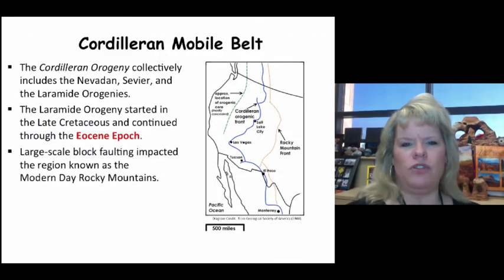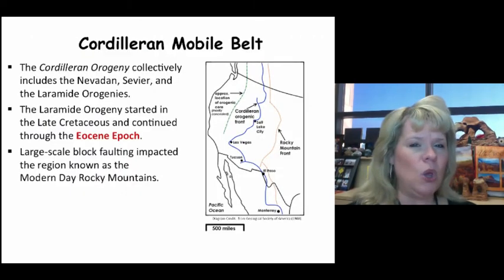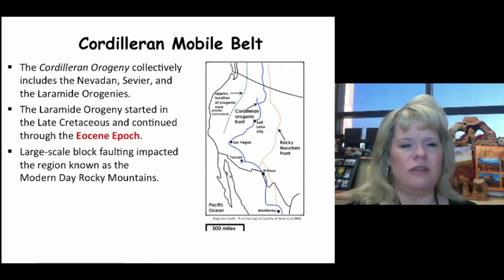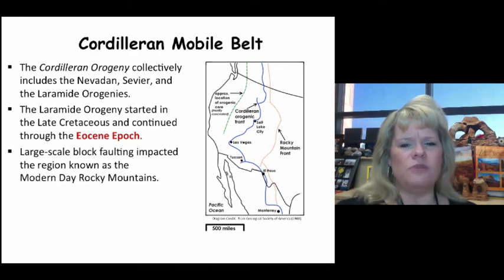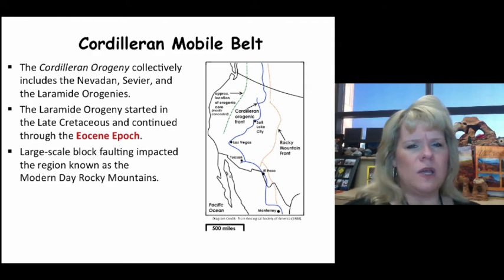So let's start with the Cordilleran mobile belt. We know that back in the late Cretaceous the Laramide orogeny began, right? And we know that we had the Nevadan and Sevier happening during the Cretaceous, and they were a big deal in terms of uplifting mountains, but the Nevadan and Sevier uplifted much more towards the typical 150-ish kilometers or even just a couple of hundred miles inland.